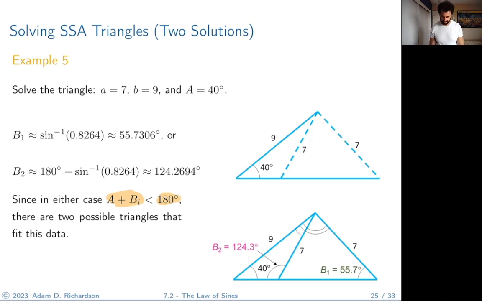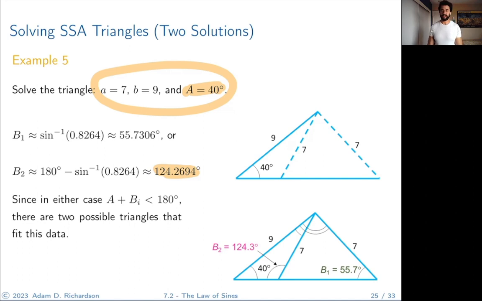Let's check really quick. Remember, angle A is 40 degrees. If I do 40 degrees plus 55, I'm still less than 180, so B1 is a possibility. But if I do 40 degrees plus 124, that's still less than 180, so B2 is still a candidate for the second angle. Because both of these candidates are valid, there are two possible triangles that fit this data. There's no way to eliminate one of them purely based on this data.